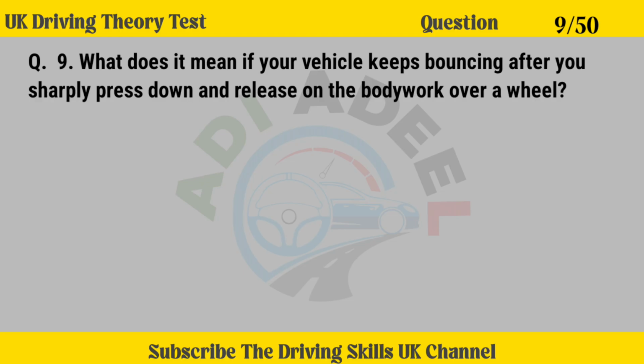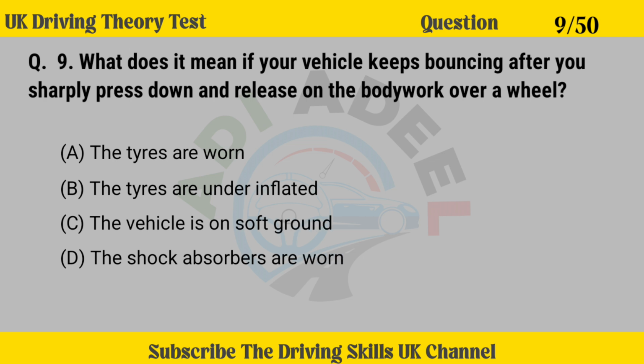Question 9. What does it mean if your vehicle keeps bouncing after you sharply press down and release on the bodywork over a wheel? A, the tires are worn. B, the tires are underinflated. C, the vehicle is on soft ground. D, the shock absorbers are worn. The right answer is D, the shock absorbers are worn.